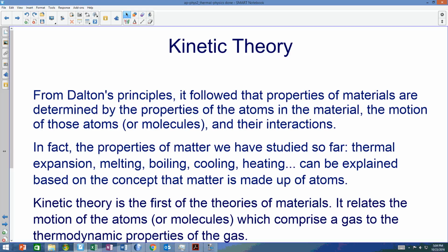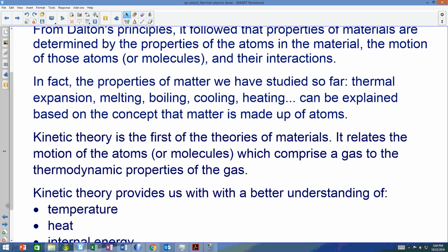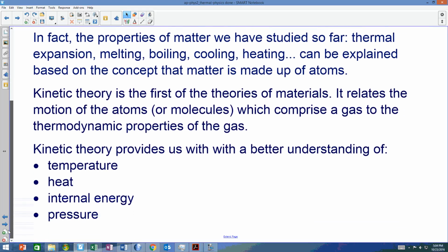In fact, the properties of matter we have studied so far, the thermal expansion, melting, boiling, cooling points, and heating, can be explained based on the concept that matter is made up of atoms. The kinetic theory of gases is the first of the theories of materials. It relates the motion of the atoms, or molecules, which comprise a gas, to the thermodynamic properties of the gas. The kinetic theory of gases provides us with a better understanding of the following: 1. The temperature, 2. Heat, 3. The internal energy, and 4. The pressure of the gas.